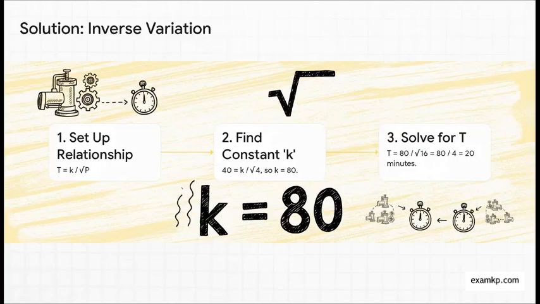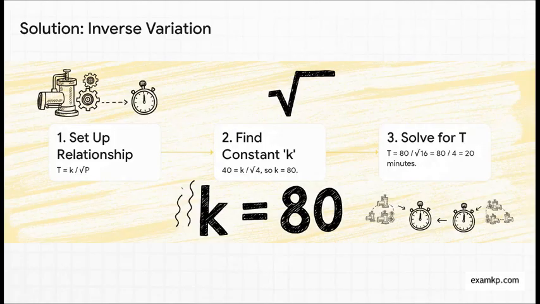Okay, here's the golden rule for all variation problems. You absolutely must find your constant K first. Always. This K is like the secret code that unlocks the entire problem. It defines the specific relationship for this specific tank and these specific pumps. So we plug in the first set of values they gave us. 40 minutes for 4 pumps, a little math, and that tells us K equals 80.